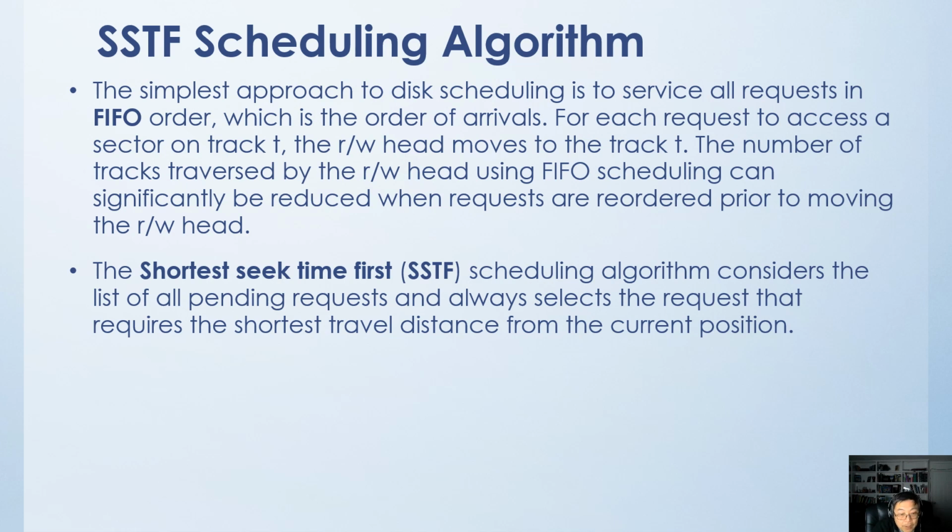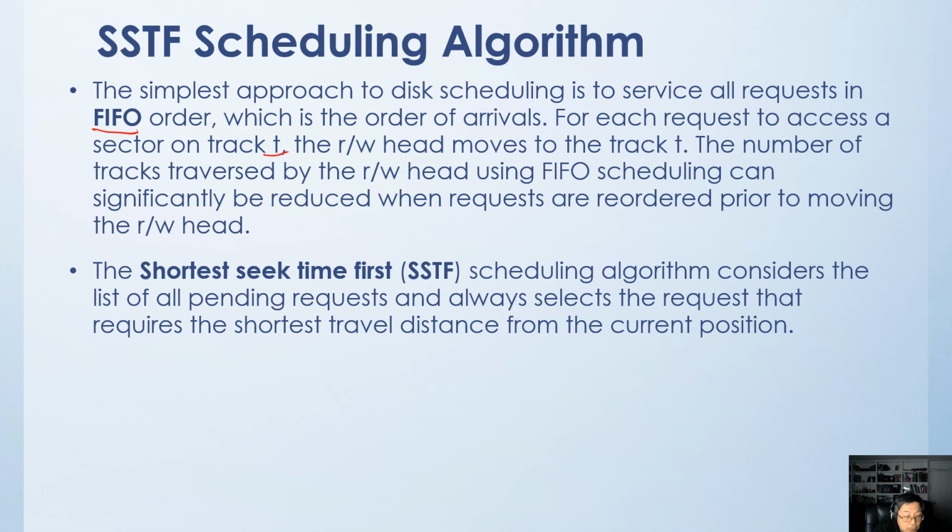So the simplest approach to disk scheduling is to service all requests in FIFO order. FIFO is always the simplest approach. It follows the order of arrivals. For each request to access a sector on track T, the read and write head moves to track T. Now, the number of tracks traversed by the read and write head using FIFO scheduling can significantly be reduced when requests are reordered prior to moving the read and write head. So if we don't follow FIFO and we reorder the requests, it may reduce the travel distance for the read and write head.